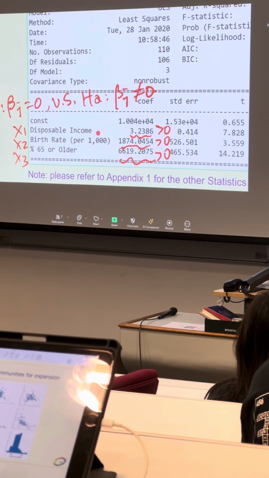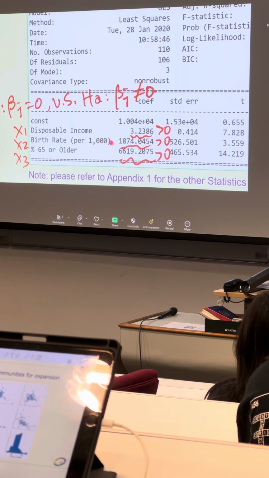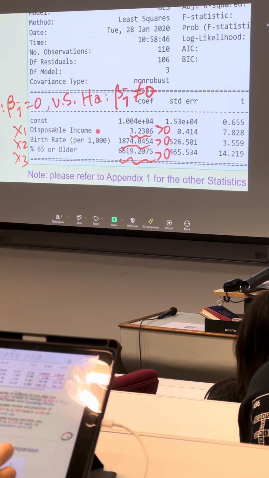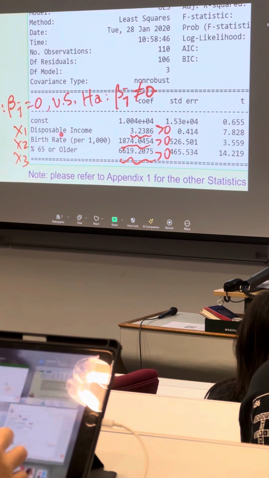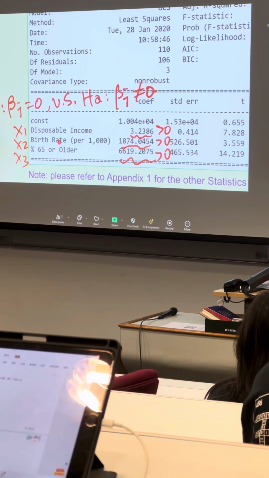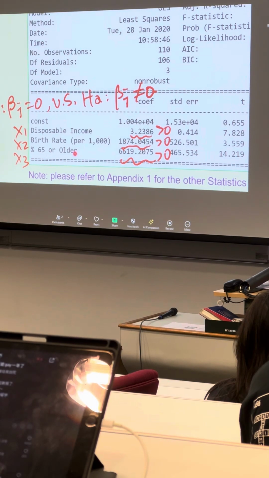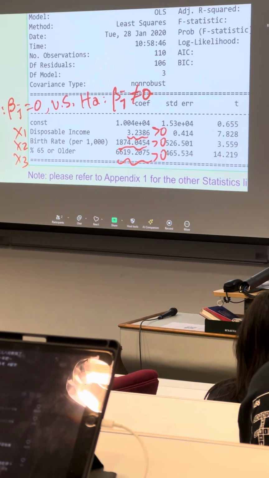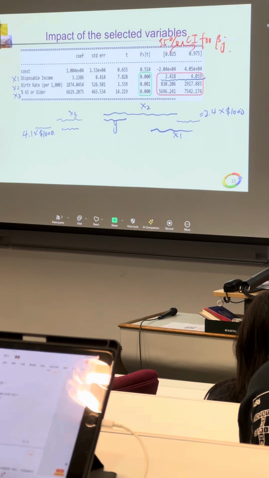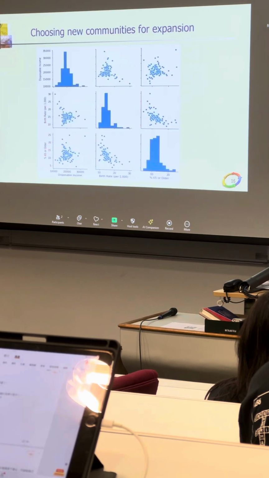Now, when you choose a community for expansion, you want the community to give you large profit, right? So you will choose the community that is high at the value of disposable income, high at the value of birth rate, and high at the value of percentage of 65 or older. But can we do that? Well, we said no, we cannot do that. That is because the relationship between the predictors is not positive.